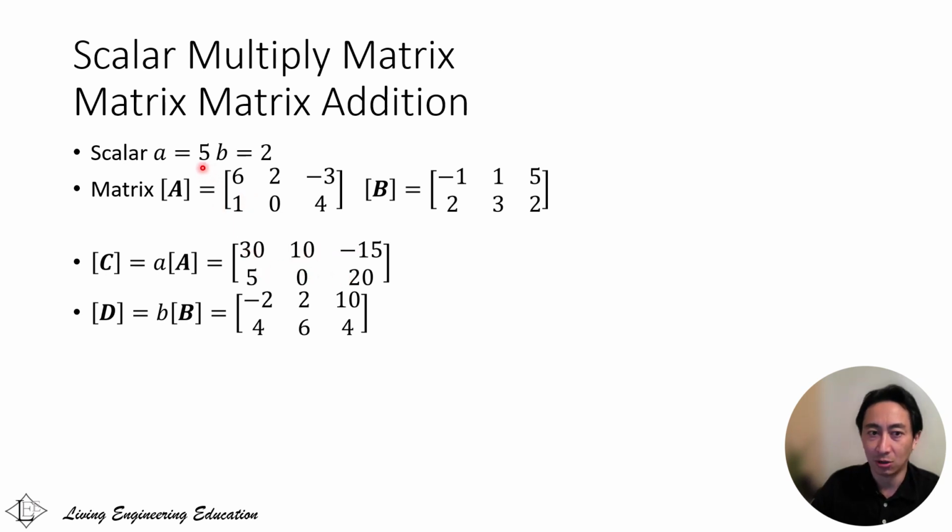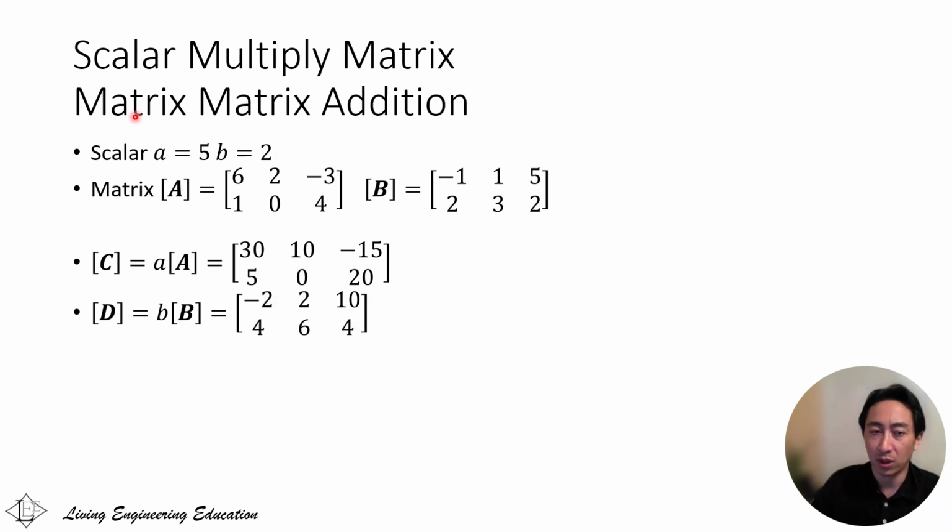So little a scalar is 5. 5 times 6 is 30, so you place it right there. 5 times 2 is 10, so you place it right there. 5 times -3 is -15. 5 times 1 is 5. 5 times 0 is 0. 5 times 4 is 20. And another example here, scalar 2, b equals 2 times the matrix B. So 2 times -1, 2, and so forth, right?